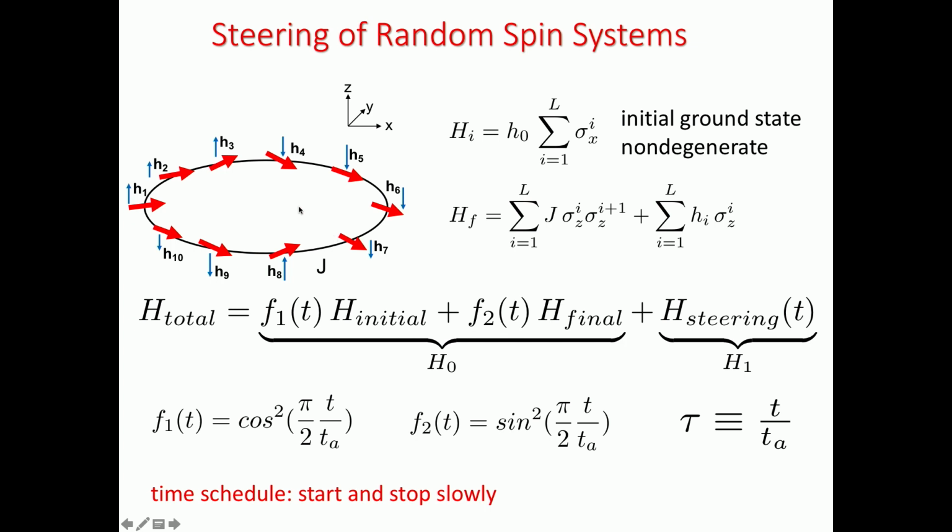The red arrows show the spins, and blue is the random magnetic field. J is constant. So H0 is the usual one. And we have the time schedule. We choose it so that the steering Hamiltonian and H0 start and stop slowly. And we have tau, which is t divided by t_a. It changes from 0 to 1. At the end, we will do exact diagonalization and compare the result with the Schrödinger equation solution simulation.